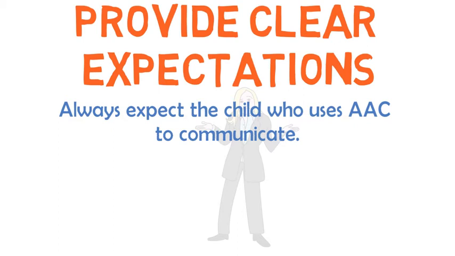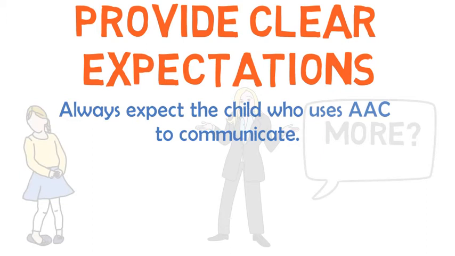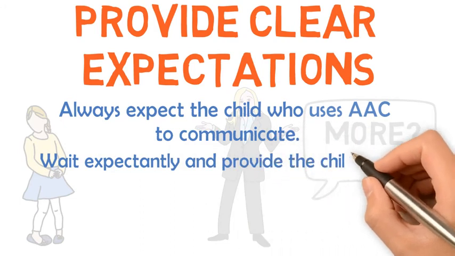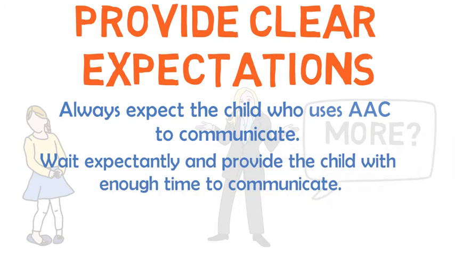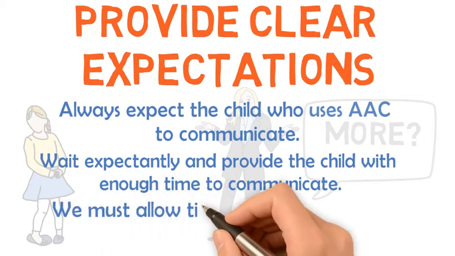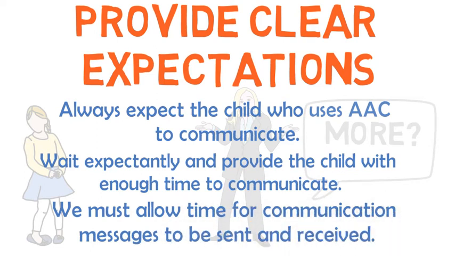For example, if you are expecting the child to do something, make your expectations very clear. You might say, "Do you want more? You need to look at me." Wait expectantly and provide the child with enough time to communicate. Those who speak can often carry on a conversation and interrupt with great speed. Children who use AAC systems communicate at a much slower rate. We must allow time for communication messages to be sent and received.